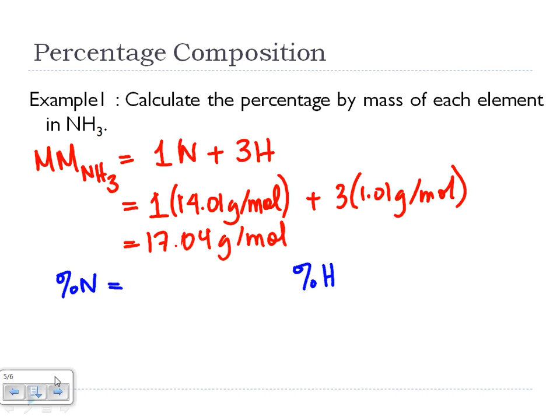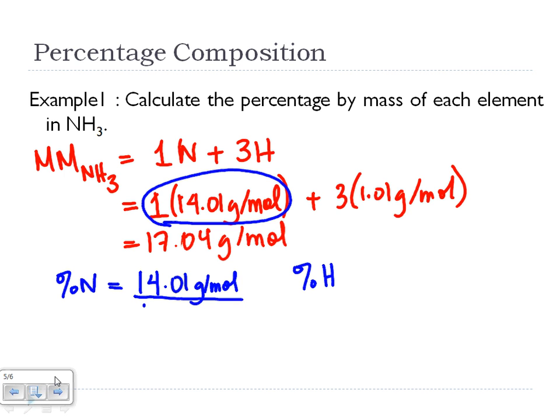So for nitrogen, the mass of my nitrogen is here, 1 times 14.01, so that's 14.01 grams per mole, divided by 17.04 grams per mole, and then I times it by 100 to get my percent. So when I do that, my actual percent is 82.2%. Oh, I should have another significant digit. I think it's 82.23 maybe.